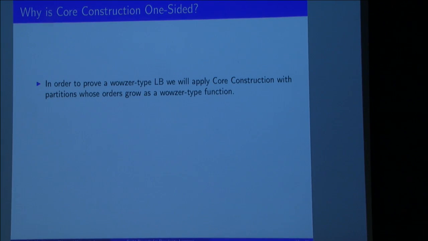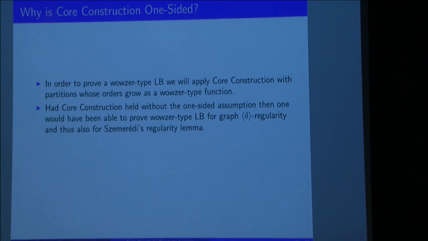Okay. So let me ask this question. Why is the co-construction one-sided? Actually, I answered this, but let me go over this again. In order to prove a Wowzer-type lower bound, we will apply the co-construction with partitions whose order goes as Wowzer-type functions. So Wowzer 1, Wowzer 2, Wowzer 3. Those would be the orders of Li and Ri when I apply the co-construction to prove our Wowzer lower bound. But if it was the case that the co-construction held without the one-sided assumption, then basically the proof that I gave before for graph regularity would work. So in a sense, we would get a lower bound which is better than a tower, which can't be, because Szemerédi's upper bound already gives you a tower.